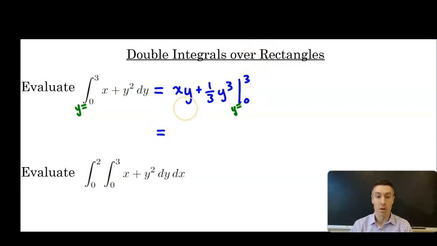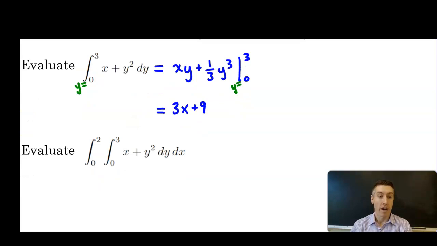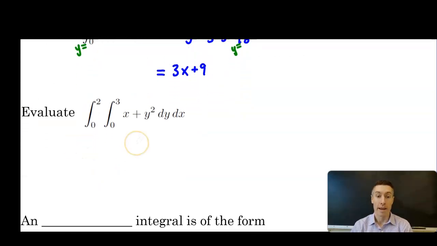So here we would have 3x plus 27 times 1/3, so plus 9, and then minus 0, so we're left with 3x plus 9, which is in terms of only x. That is our first partial integration problem, where we integrated the function x plus y squared with respect to y. Now let's build upon that and have a double integral. Evaluate the double integral now of x plus y squared dy dx.